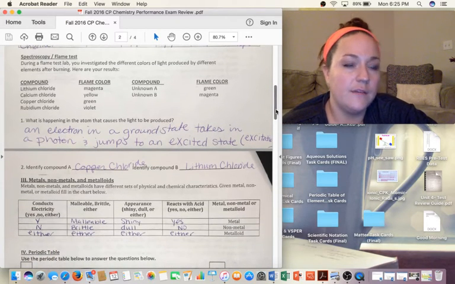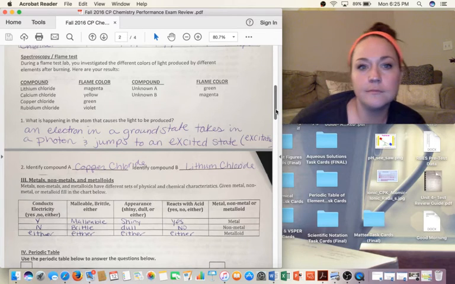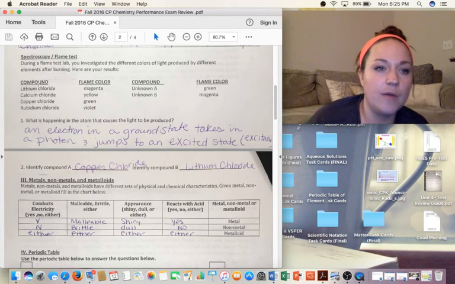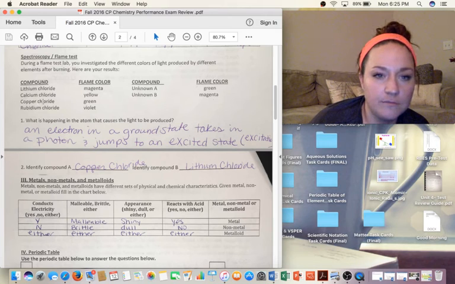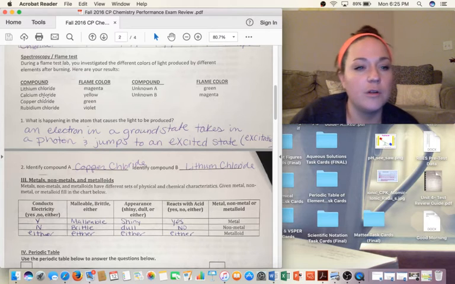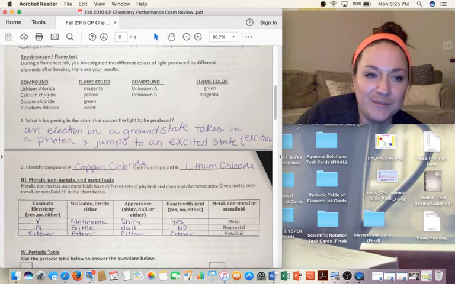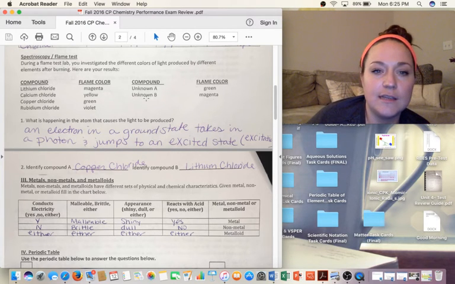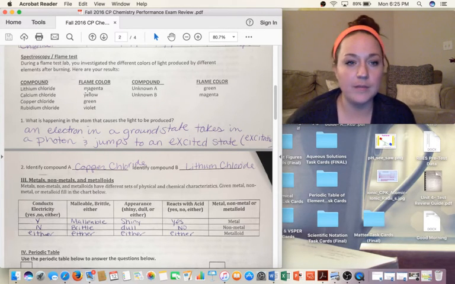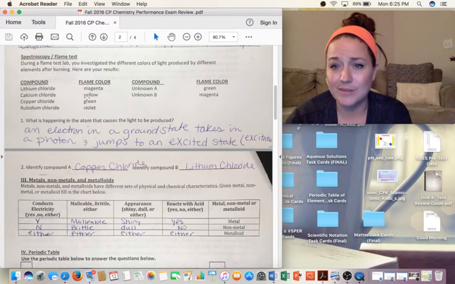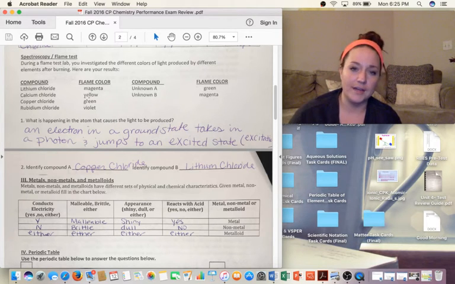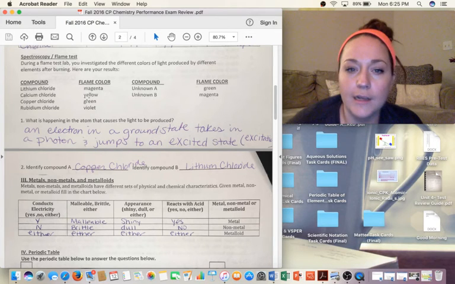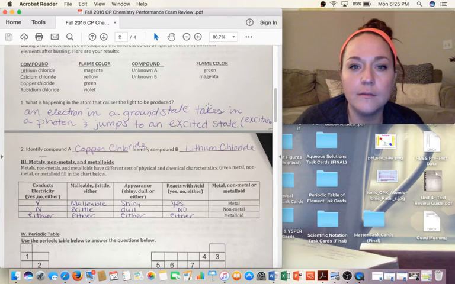Let's go down to flame test. So right here is our data. So you have 4 different compounds: lithium chloride, calcium chloride, copper chloride, rubidium chloride. So each of those would be the different colors from the flame test. Unknown A has green. So when you look over to your flame colors, you can see that the only one that had a green flame was going to be copper chloride. All right. Unknown B.